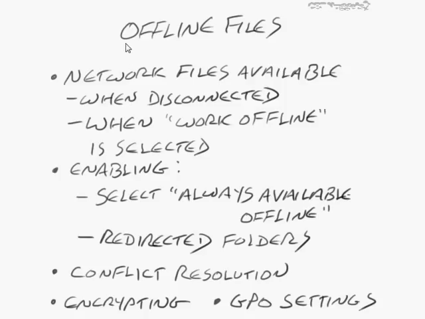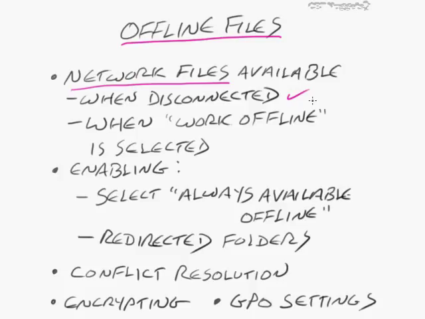Alright, let's talk here about offline files. This is actually one of my favorite features of Windows, and we've had it through several different generations now, concluding here, of course, with Windows 7. And what this does is it allows us to have network files available even when you're disconnected from the network, because traditionally that's a big problem.